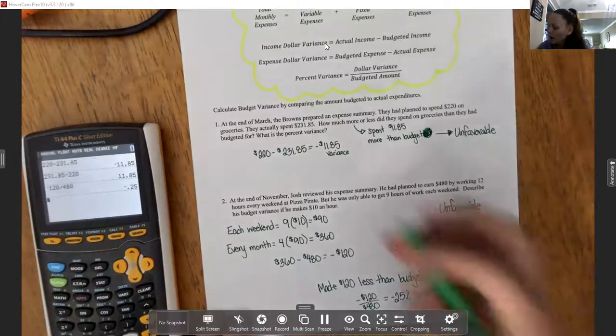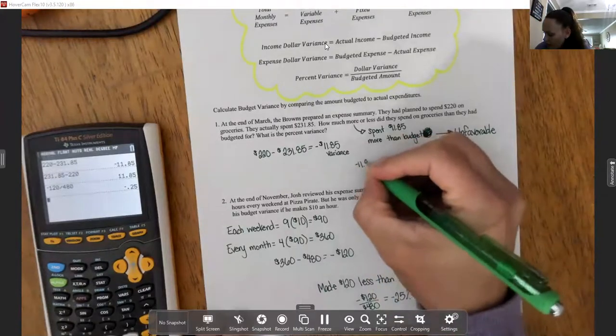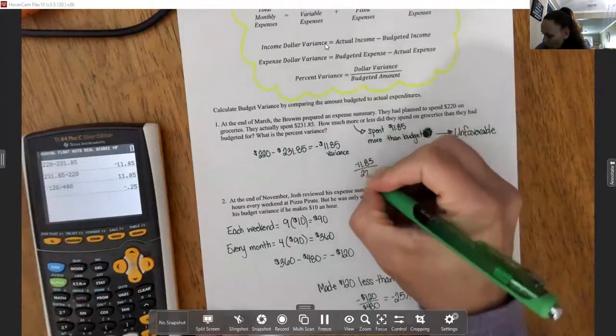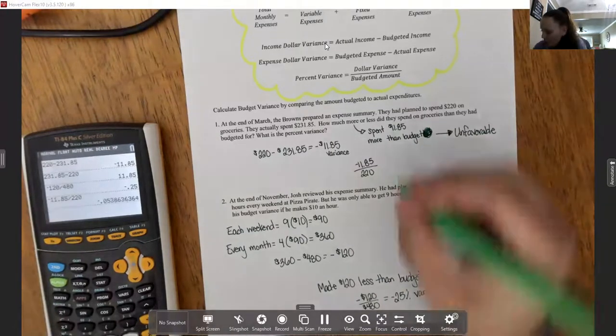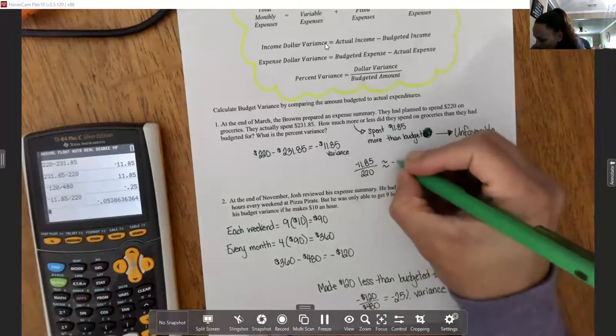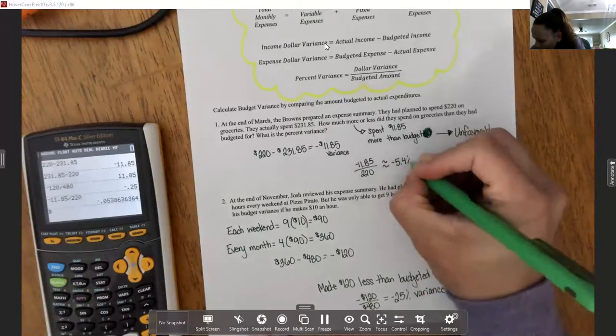Back here on number 1 for the percent variance, negative 11.85 divided by 220. So this is about negative 5.4% variance.